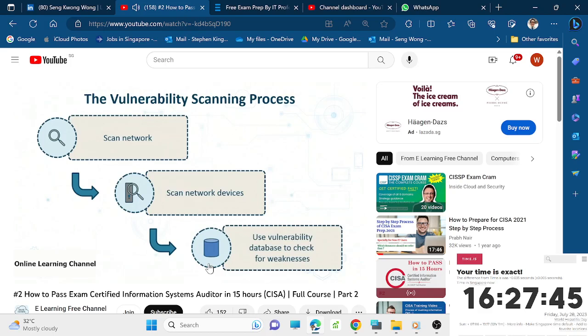So this can be done both by legitimate users internally as a periodic preventative measure to identify weaknesses and then address them, but also by malicious users looking for weaknesses to exploit.